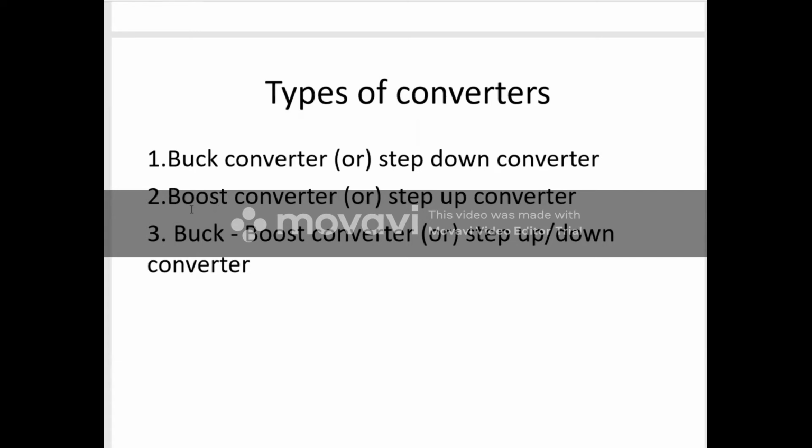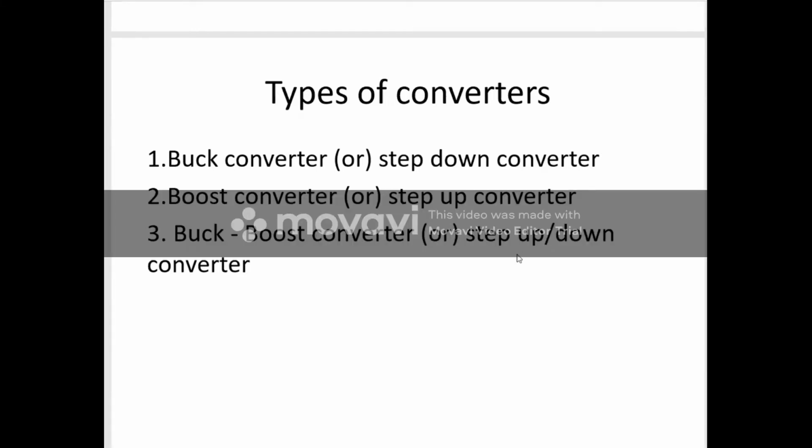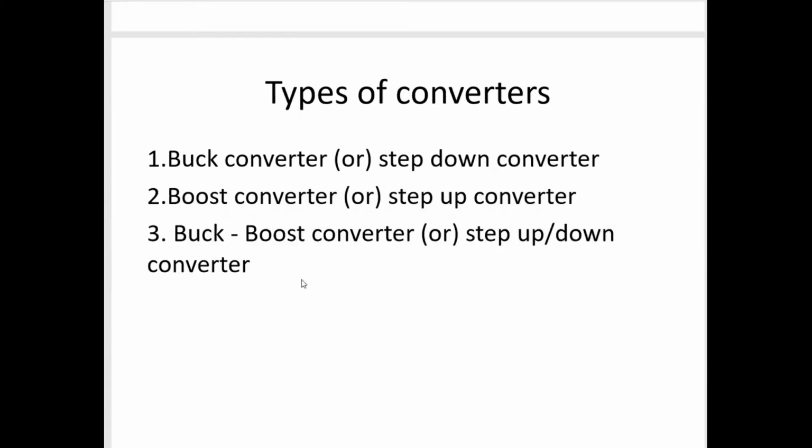Then the second type is the boost converter. Boost means a step up converter, so the output voltage is greater than the input voltage. And the third one is a combination of these two, that is the buck boost converter. It may work as either step up or step down. The same circuit will work as a step up converter or a step down converter. So these are the 3 types of converters.